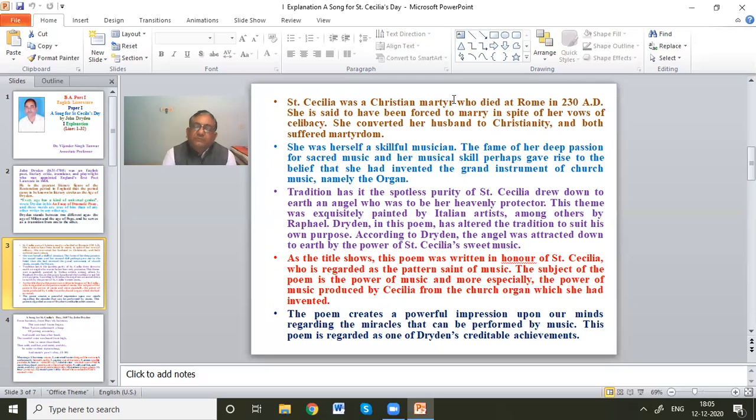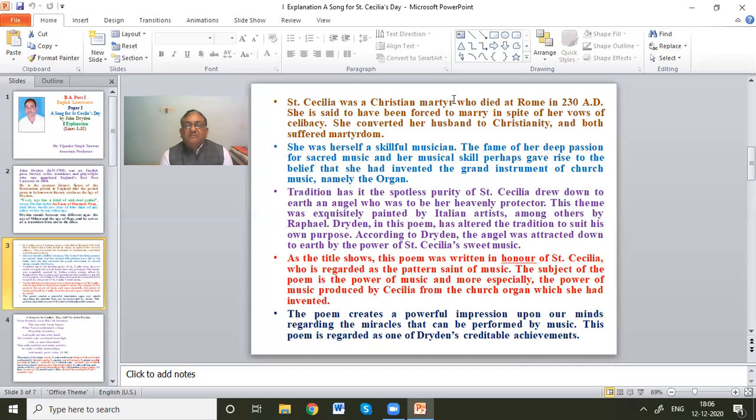Another important feature of our main character, Cecilia, that we should know is that she was a skillful musician. She invented a musical instrument named organ, and she is said to have invented that instrument, and that was a very popular instrument, and that used to produce very attractive or sweet music.